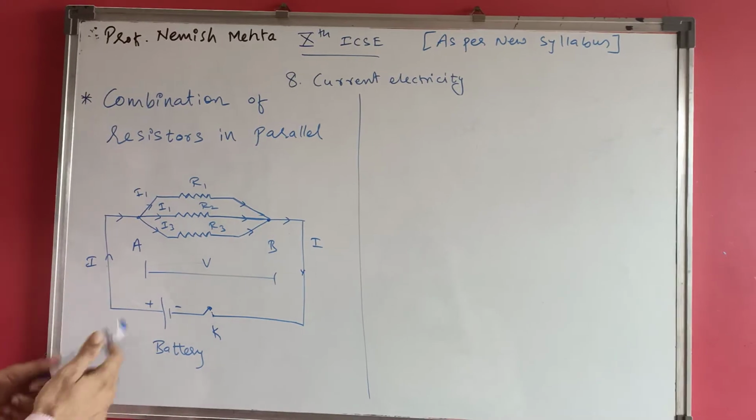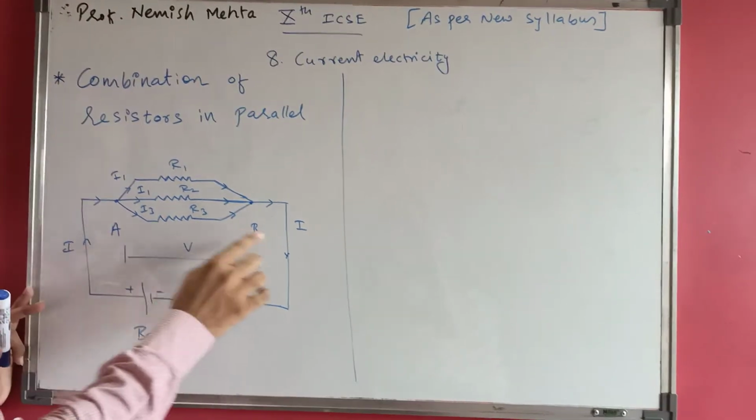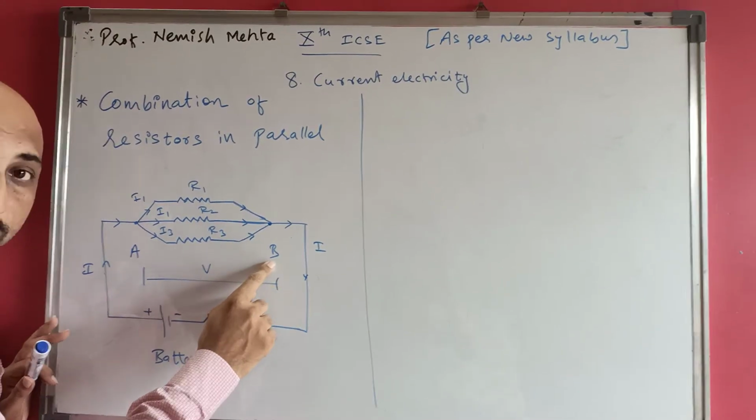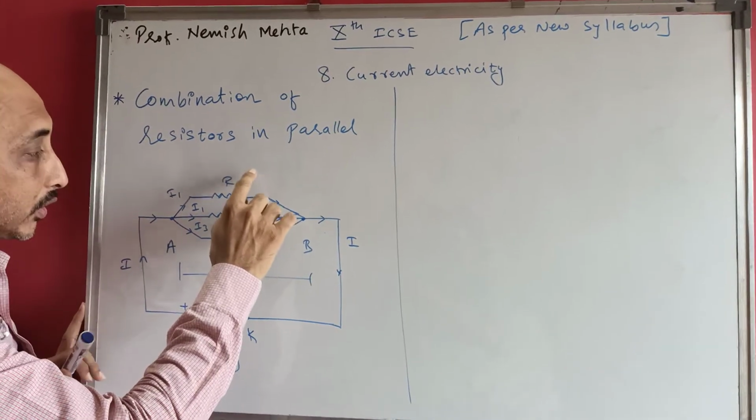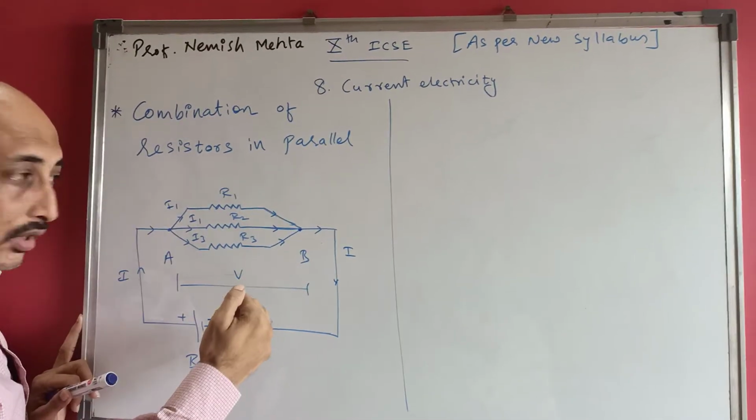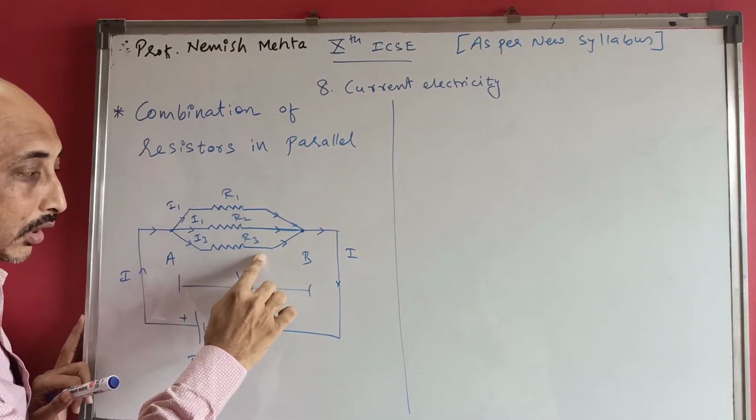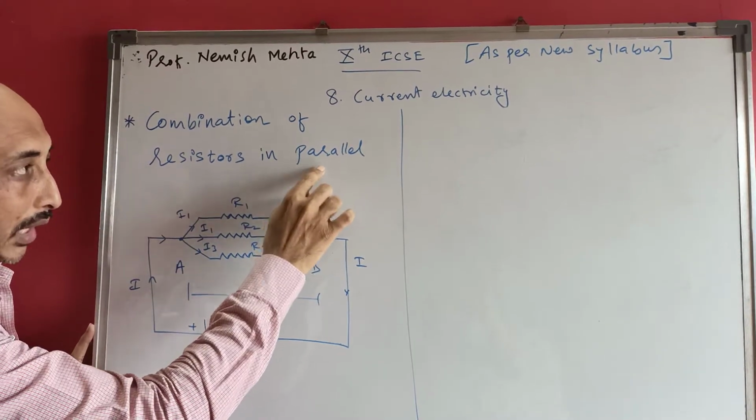In the given figure, we have 2 points A and B, and in between these 2 points, we have three resistors connected one below the other, R1, R2 and R3. This combination is called a parallel combination.